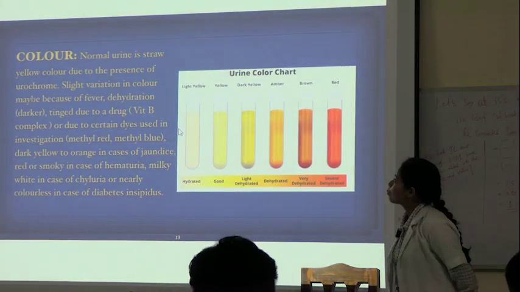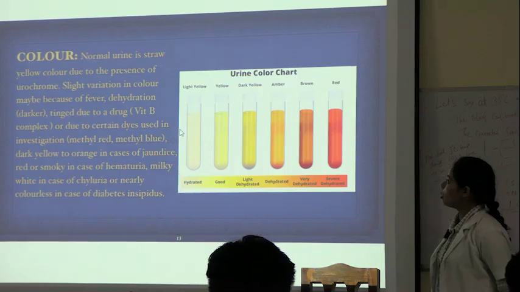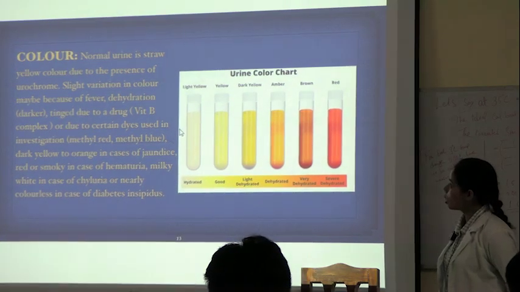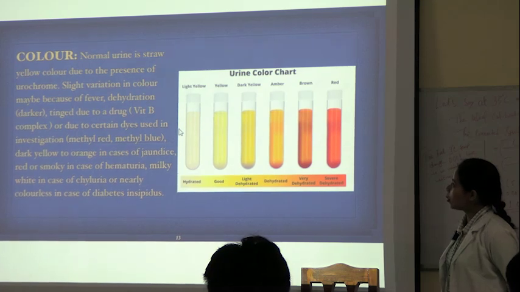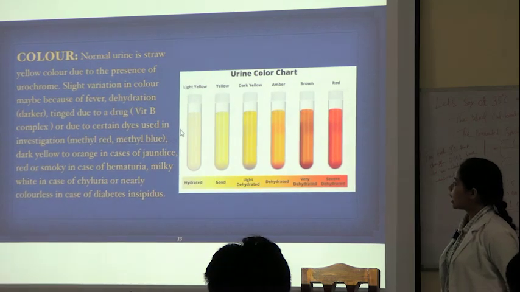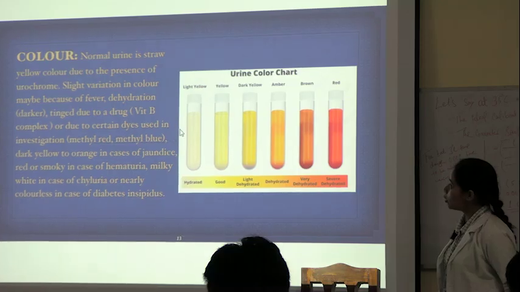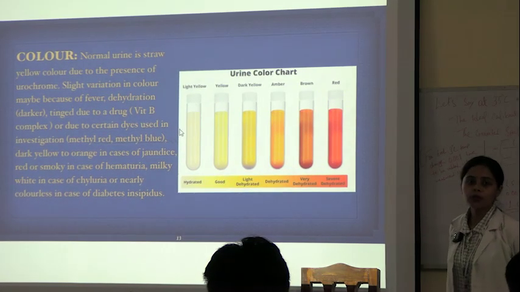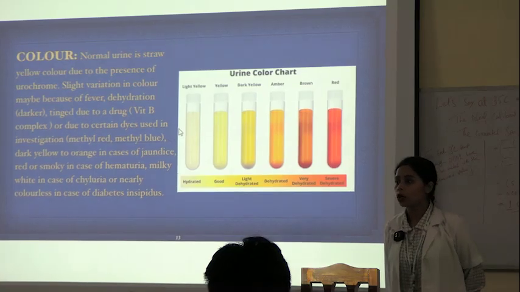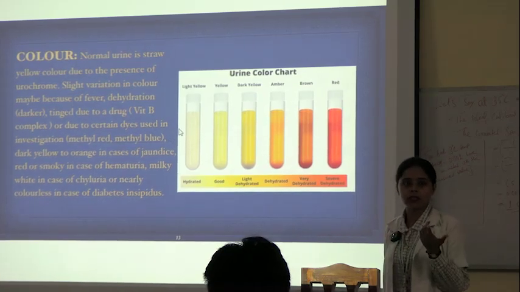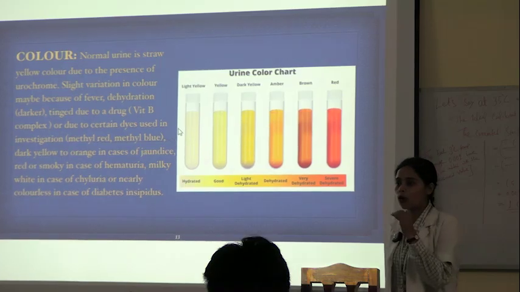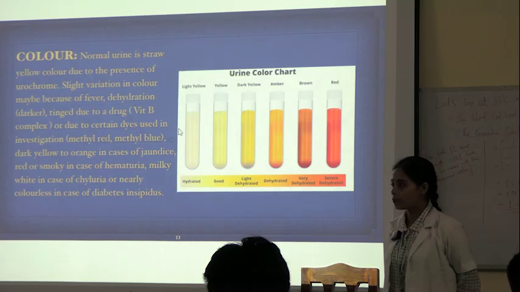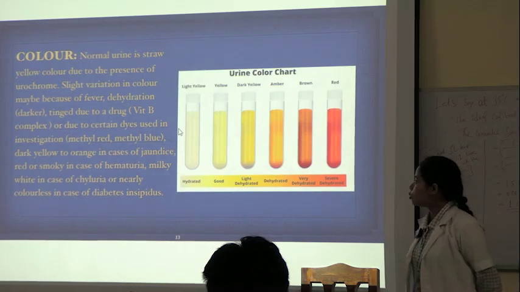Now the color: normal urine is straw yellow due to the presence of urochrome, which is a byproduct. Slight variation in color may be because of fever or dehydration, when it will be darker, and tinged due to drugs, vitamin B complex. Have you seen when you take a multivitamin, your urine color changes, right? It also gives some sort of smell. Sometimes when we take some antibiotics also, it gives some smell. So these all affect.